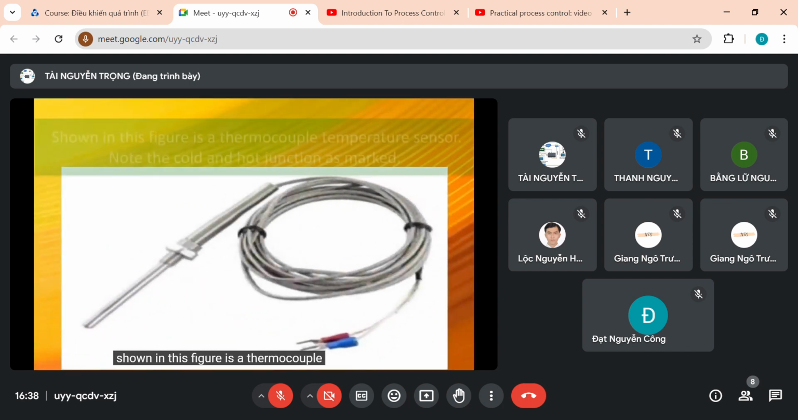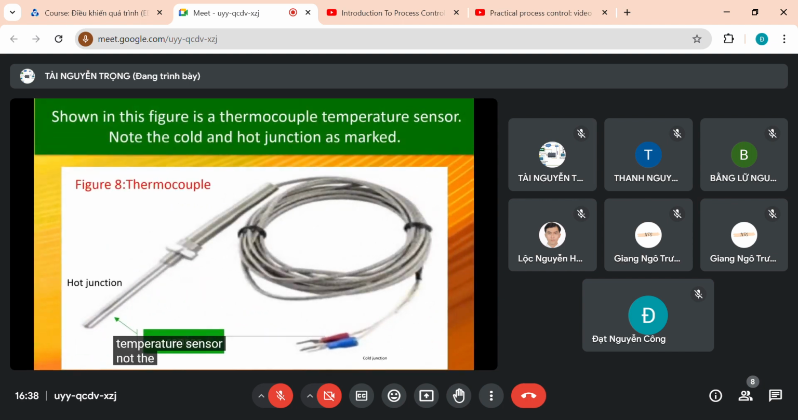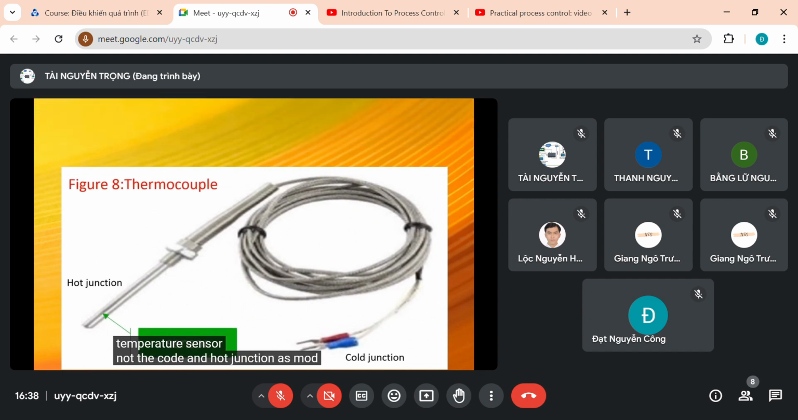Shown in this figure is the thermocouple temperature sensor. Note the cold and hot junction as marked.